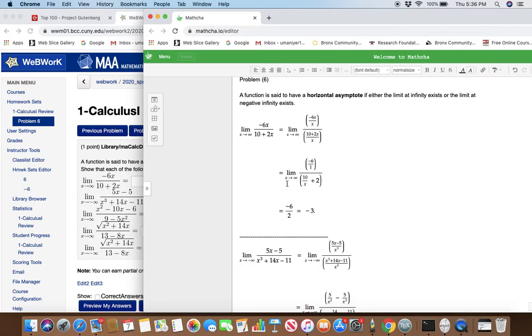Okay, now when you let x approach infinity, this guy goes to 0. Numerator is a negative 6. Yeah, negative 6 over 1 is simply negative 6. Denominator, this goes to 0 and I'm left with 2. Overall answer is negative 3.